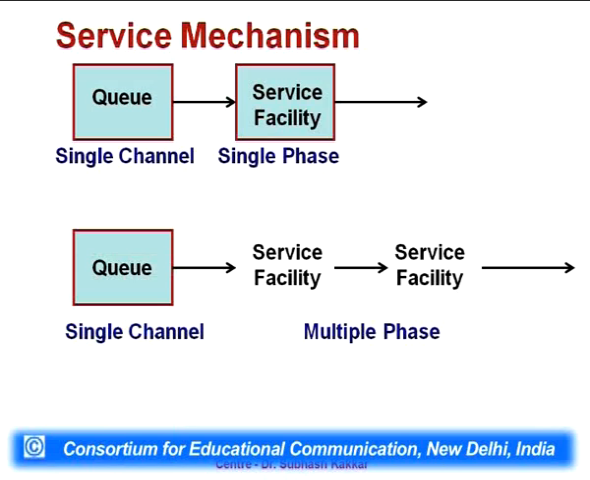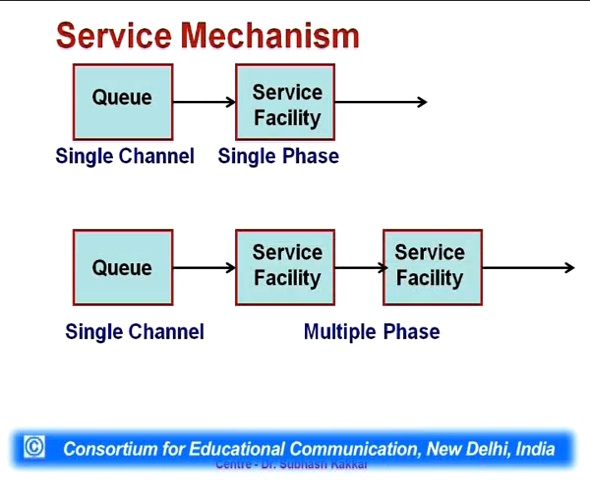And now next is again single channel, which means there is only one queue and there are multiple service facilities. So that's why it is called single channel multiple phase. The first one was single channel, single phase. The second one is single channel multiple phase. Multiple means more than one service facility is available, but a single queue is there from which the customers are going.